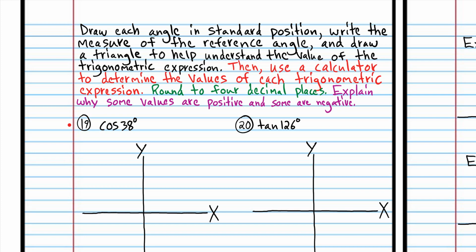Then you're going to press the cos button, meaning cosine, and then enter 38, and then press the enter button, and then you have your value. So it's approximately 0.788 if we round to 4 decimal places.